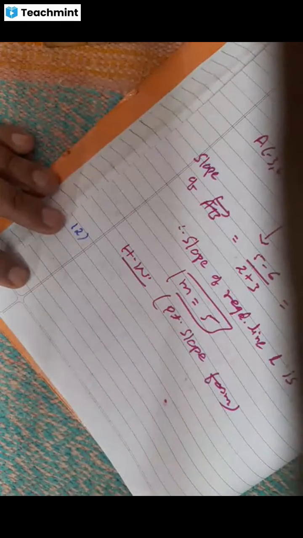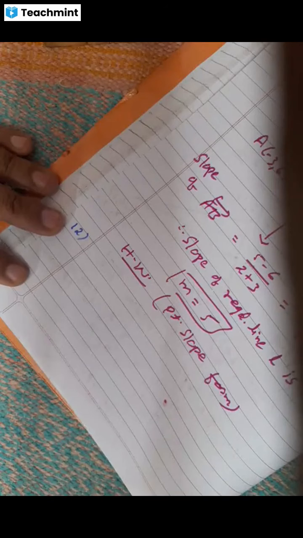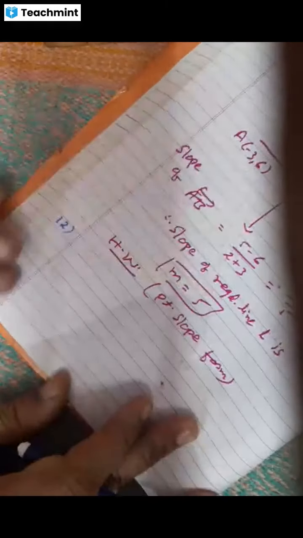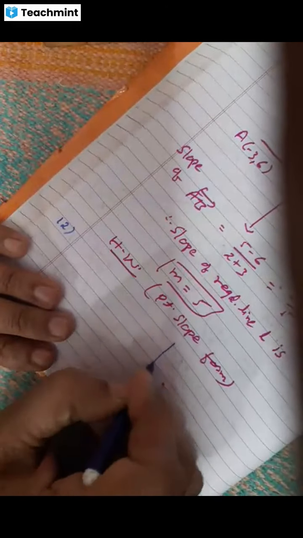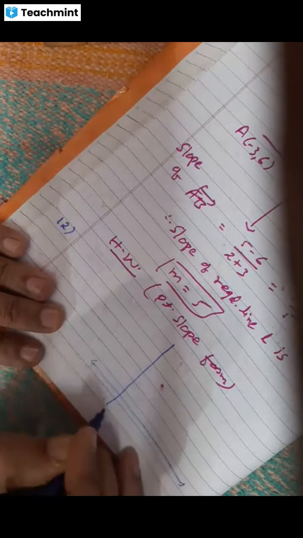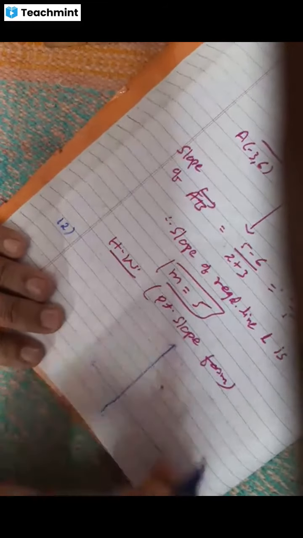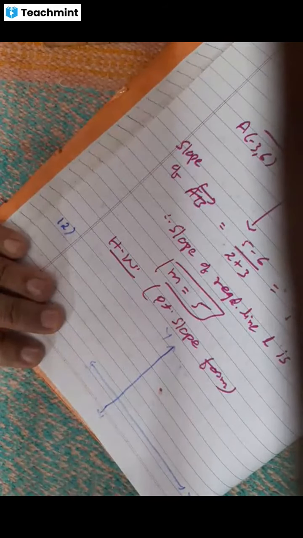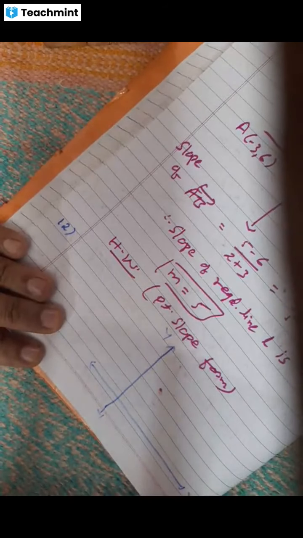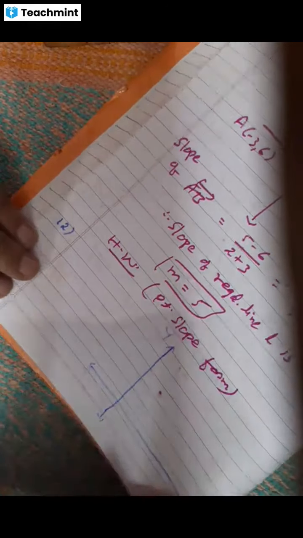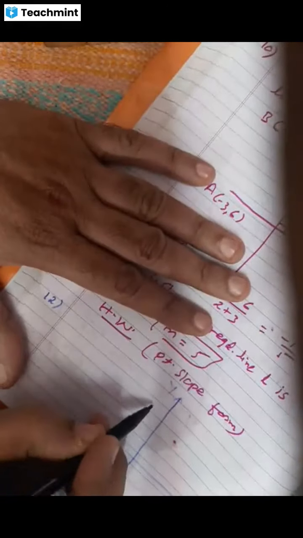Find the equation of a line that cuts off equal intercepts on the coordinate axes and passes through the point (2, 3). Here also I will only draw the diagram and the remaining will be for you. See, x-axis, y-axis. Now, the point (2, 3) will be in which quadrant? Point (2, 3) will be in the first quadrant. And the line is such that it cuts equal intercepts.